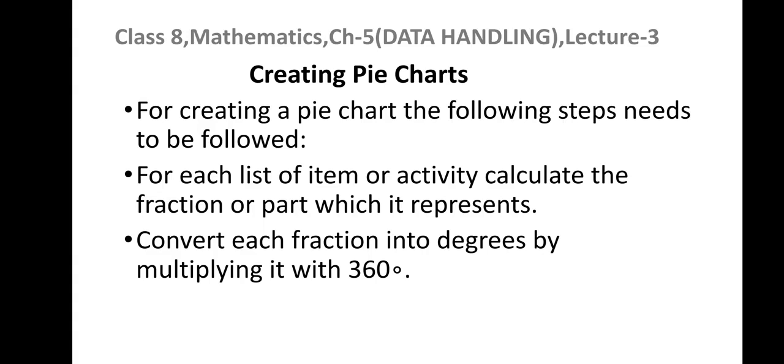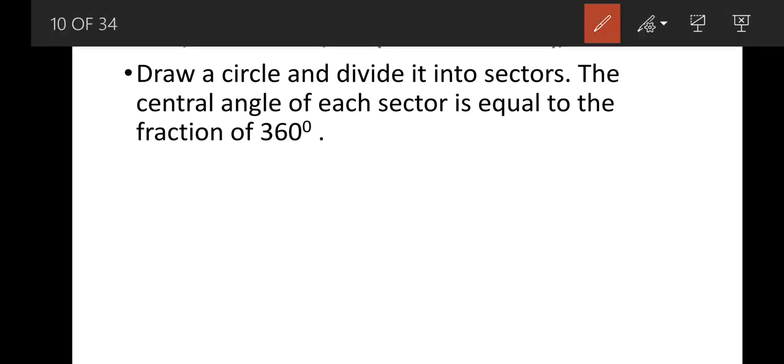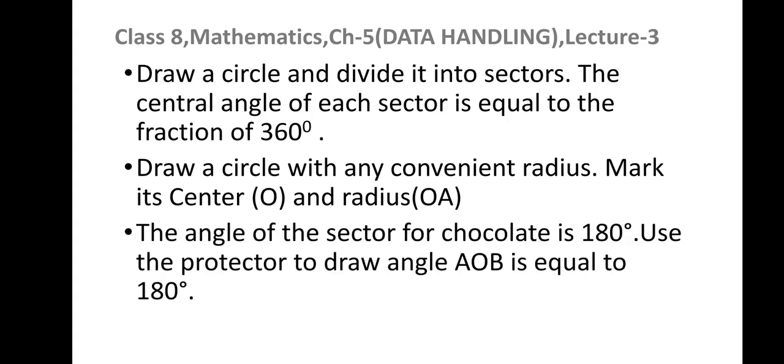We have done this. Then I told you, after calculating the sectors or the fraction of 360 degree, you need to make a circle and divide it into sectors. The central angle of each sector is equal to the fraction of 360 degree. This is what we have calculated. Draw a circle with any convenient radius. Mark its center as O and radius OA. This is what I explained in the previous slide.